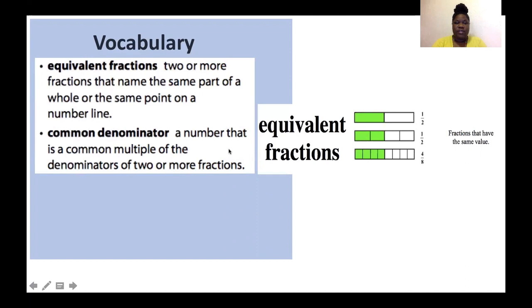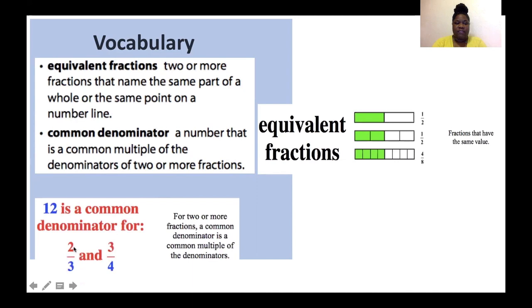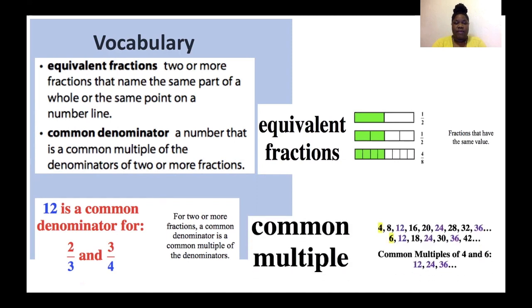The next vocabulary word is common denominator. It's a number that is a common multiple of the denominators of 2 or more fractions. So here I have 2/3 and 3/4. If I notice, 3 and 4 are different denominators. But when I skip count by 3s, 3, 6, 9, 12, and I skip count by 4s, 4, 8, 12, 12 is the first common denominator that both of these share. Now, how I found that is skip counting, and that's called finding a common multiple. Now, 2 numbers will have more than one common multiple, but you will want to work with the least common multiple.